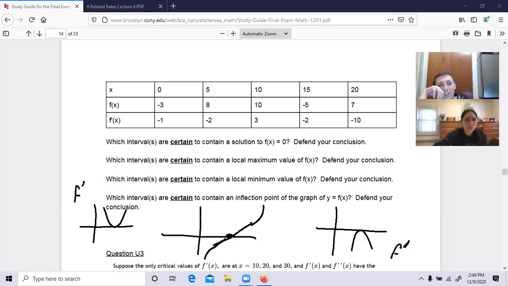So the local maximum and local minimum are kind of easier to judge here, right? That you must have it, but the inflection point, not so much. One second, let me think. Let me think for a second.